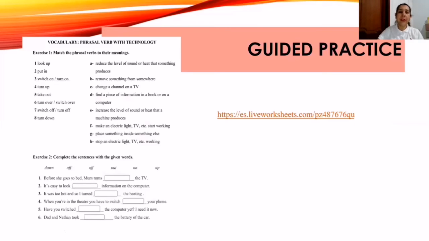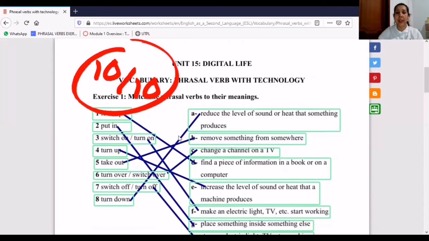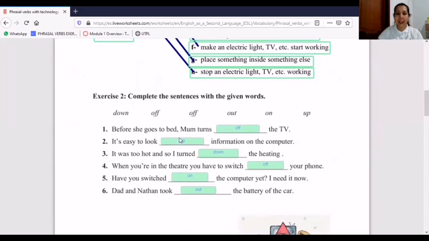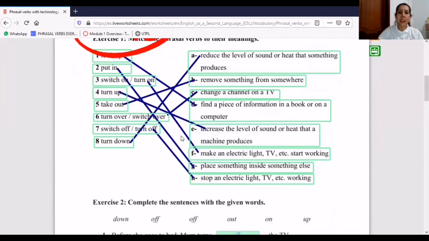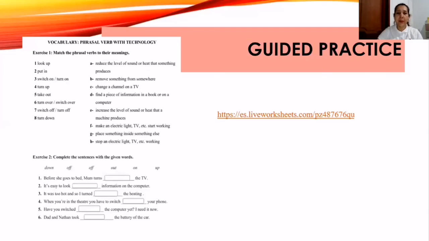And for guided practice, the students are going to do some exercises with a live worksheet. Like in this case, I'm going to share the live worksheet solved. As I said in the activity before, the students have the opportunity to correct some mistakes and they learn a little more by themselves, okay? Some worksheets like that one are about phrasal verbs with technology too, and they have the opportunity to increase their vocabulary and practice the phrasal verbs.